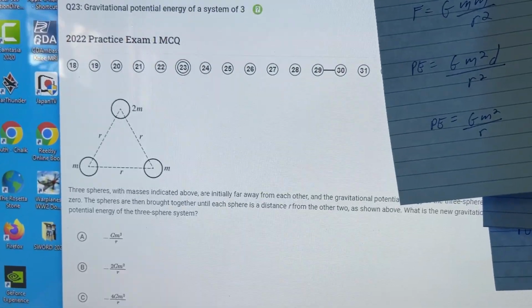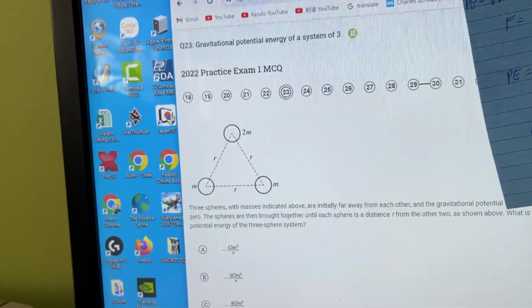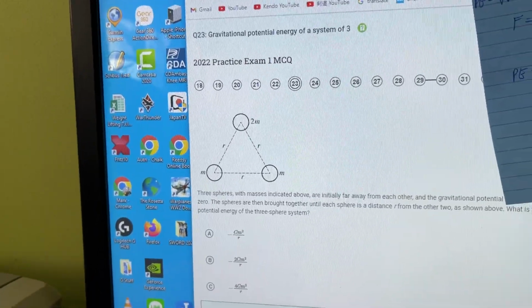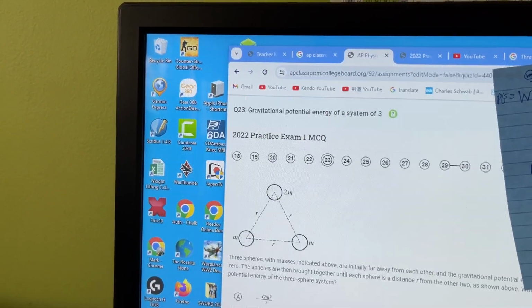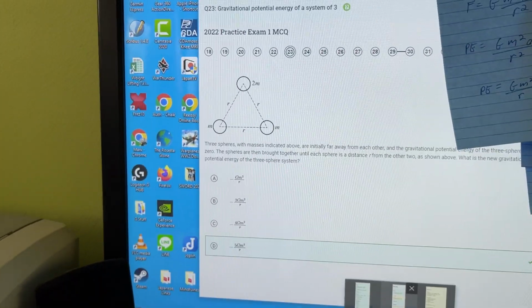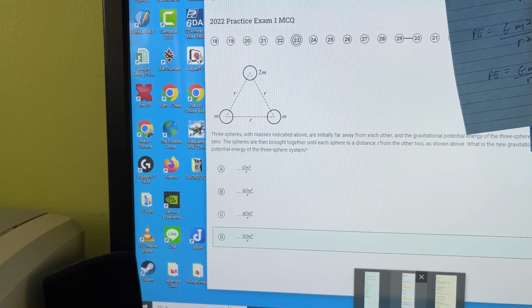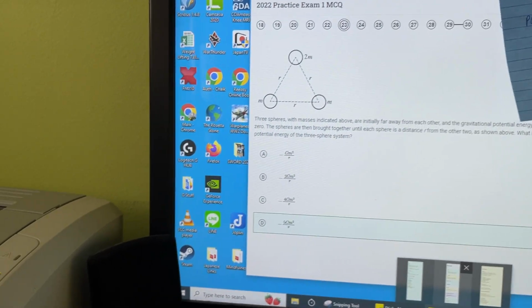All right, so here's the problem in question, right? So we're talking about the potential energy of this system. And it's not an easy problem. You have to kind of get into the weeds a little bit of how this works. But the correct answer, if it didn't show you at the end, is negative 5Gm² over r.